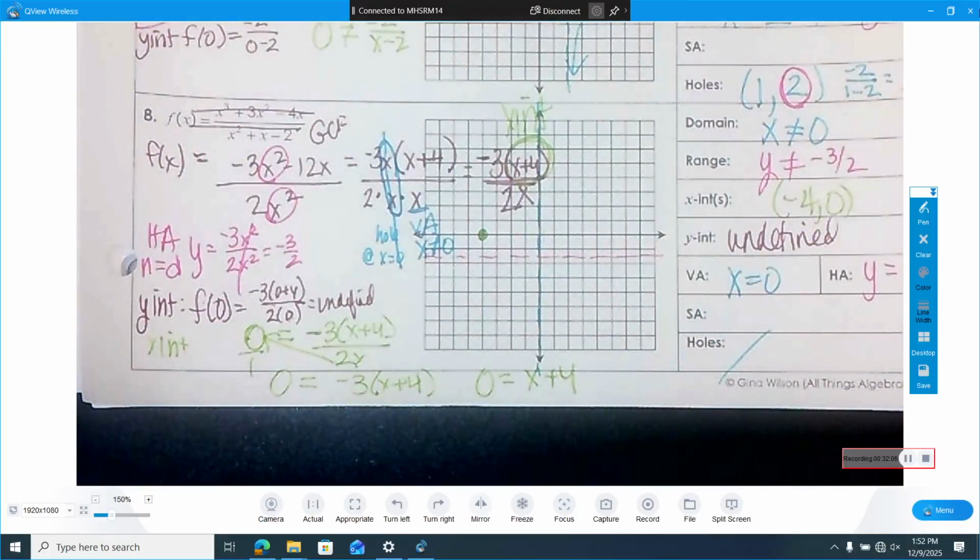We have delta mass. You have a delta mass.